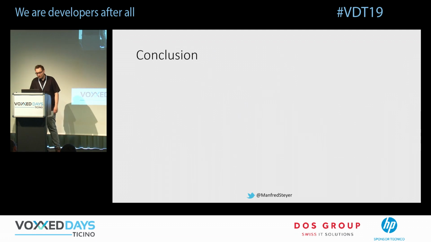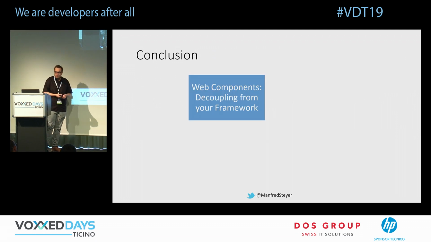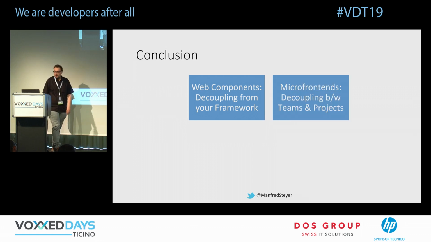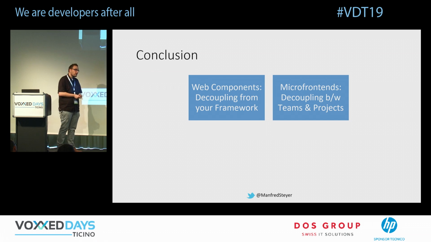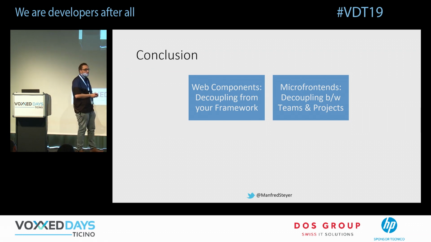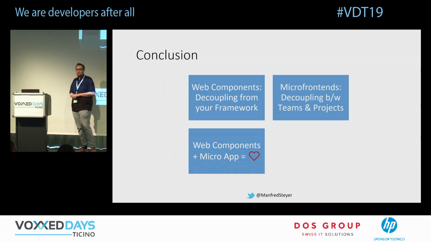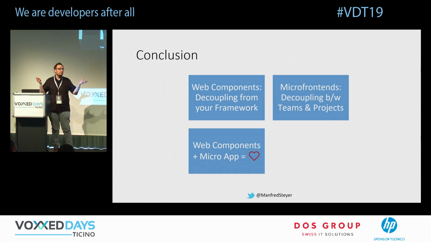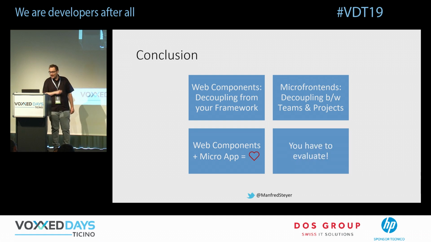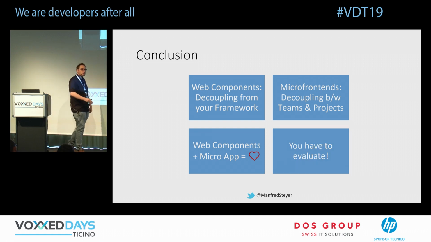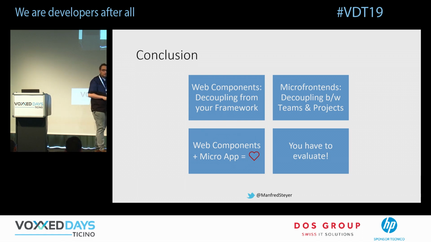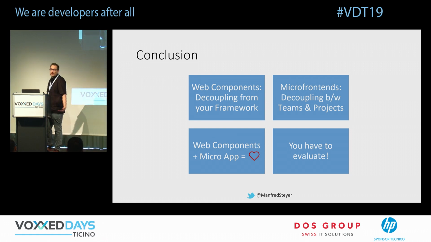So let me sum up. We have seen we can use web components to decouple ourselves from a current framework. And we have seen we can use micro frontends to decouple several themes or several projects. If you use both together, something beautiful will happen, I guarantee you. And at the end of the day, you have to evaluate. You have to know all your architectural goals. You have to know what's important and what's not important. And you have to carefully evaluate everything against them. And perhaps my decision tree might help here.